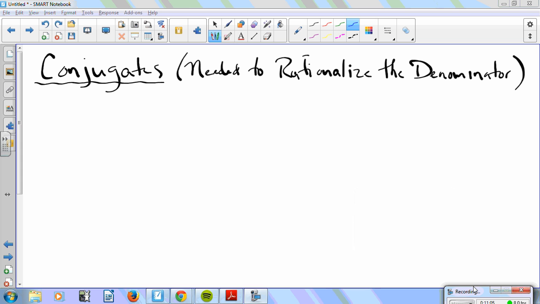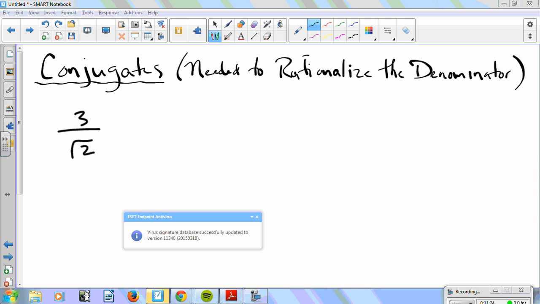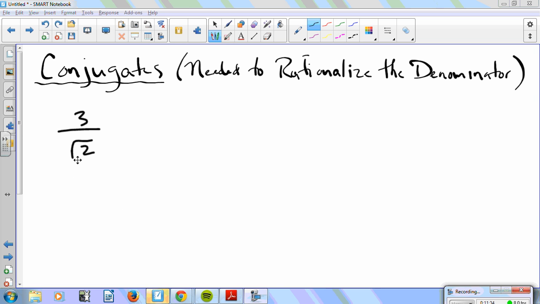Okay, so for conjugates, this idea of a conjugate is needed to rationalize the denominator. What we saw so far in the past was something that looks like this: 3 over the square root of 2. That would be my problem. And we looked at this the past couple days, saying, hey, I have a radical in the denominator. I have to rationalize it so I don't have a radical anymore.